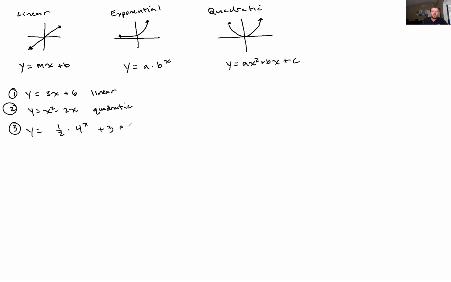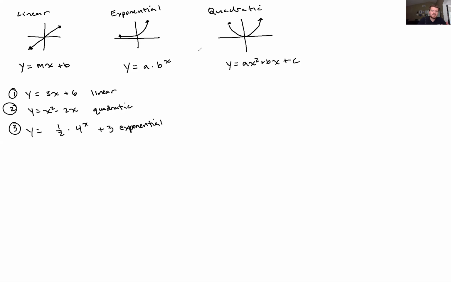So you're going to have a few questions like this that simply ask you to identify what type of function it is based on the equation. Hopefully those are pretty straightforward. Again, if it just has an x, it's linear. If it has an x squared, it's quadratic. And if the x is the exponent, then it's exponential.